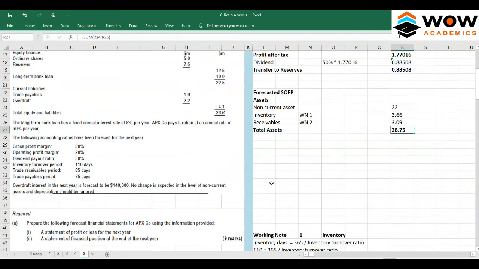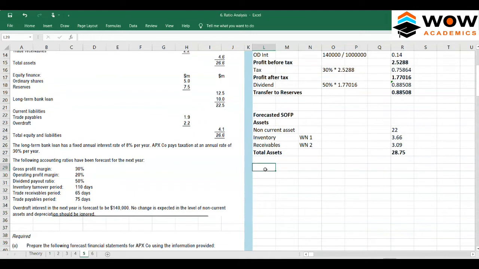So the total asset is 28.75, and we can move on to the liability side. So we have ordinary shares. There's no difference given in ordinary shares, so it's going to be the same number. It would be the 5.